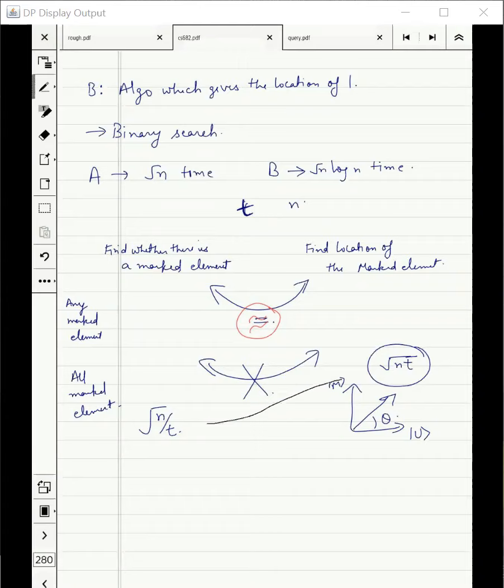That is what I'm showing you here. It is t times square root n by t, which becomes square root n t. And this is the best you can do. This is known.